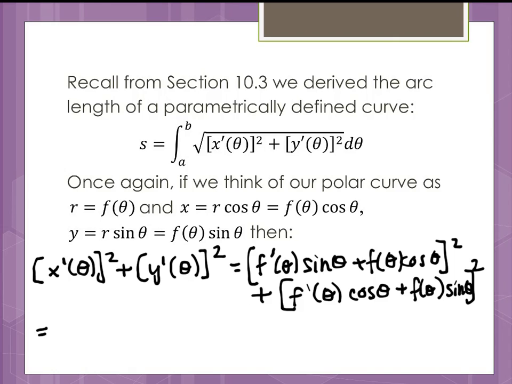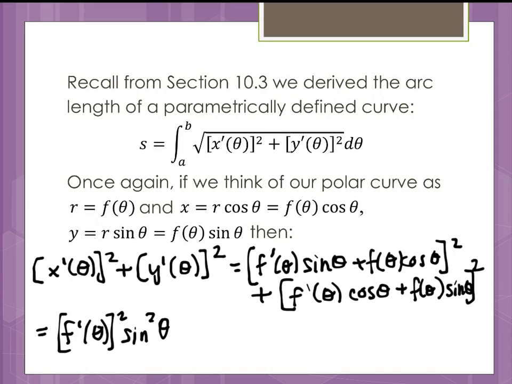All right, so we're going to square each of these, right? So on the first one, I'm going to get f prime of theta squared sine squared of theta. I know f prime of theta squared looks funny like that, but it'll all simplify out in a little bit and it'll be fine.